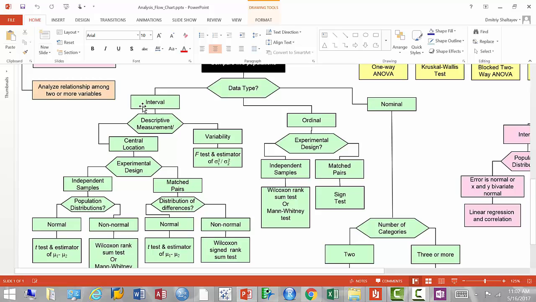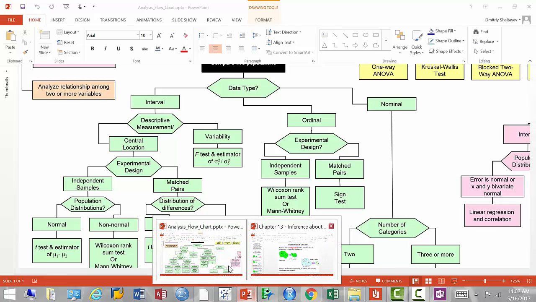So remember when we discussed the flow chart, right? When it comes to comparing two populations for numerical data, eventually you bump into the question of how data are collected. It's called experimental design. Are you dealing with independent samples or matched pairs? Let's discuss what is the difference.